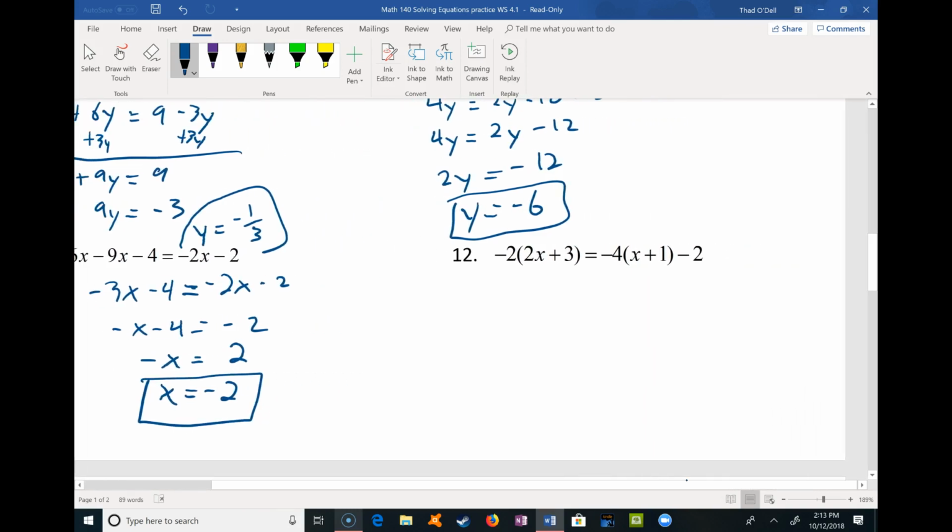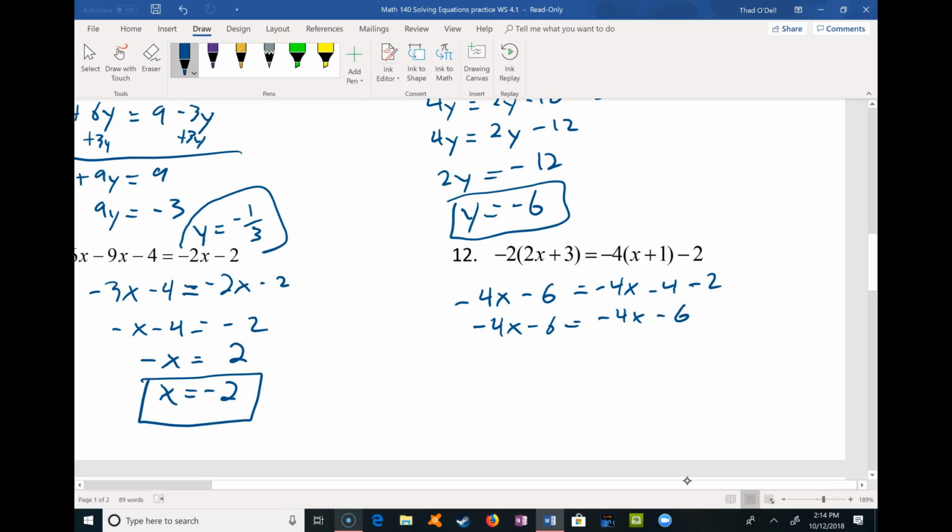Number 12, we're going to multiply negative 2 times 2x, that'd be negative 4x. Negative 2 times 3, that'd be negative 6. Negative 4 times x, that'd be negative 4x. Negative 4 times 1, that'd be negative 4. And of course, I don't multiply negative 4 times negative 2, that's outside the parentheses, so it just comes down. Then I have negative 4x minus 6 is equal to negative 4x minus 6.